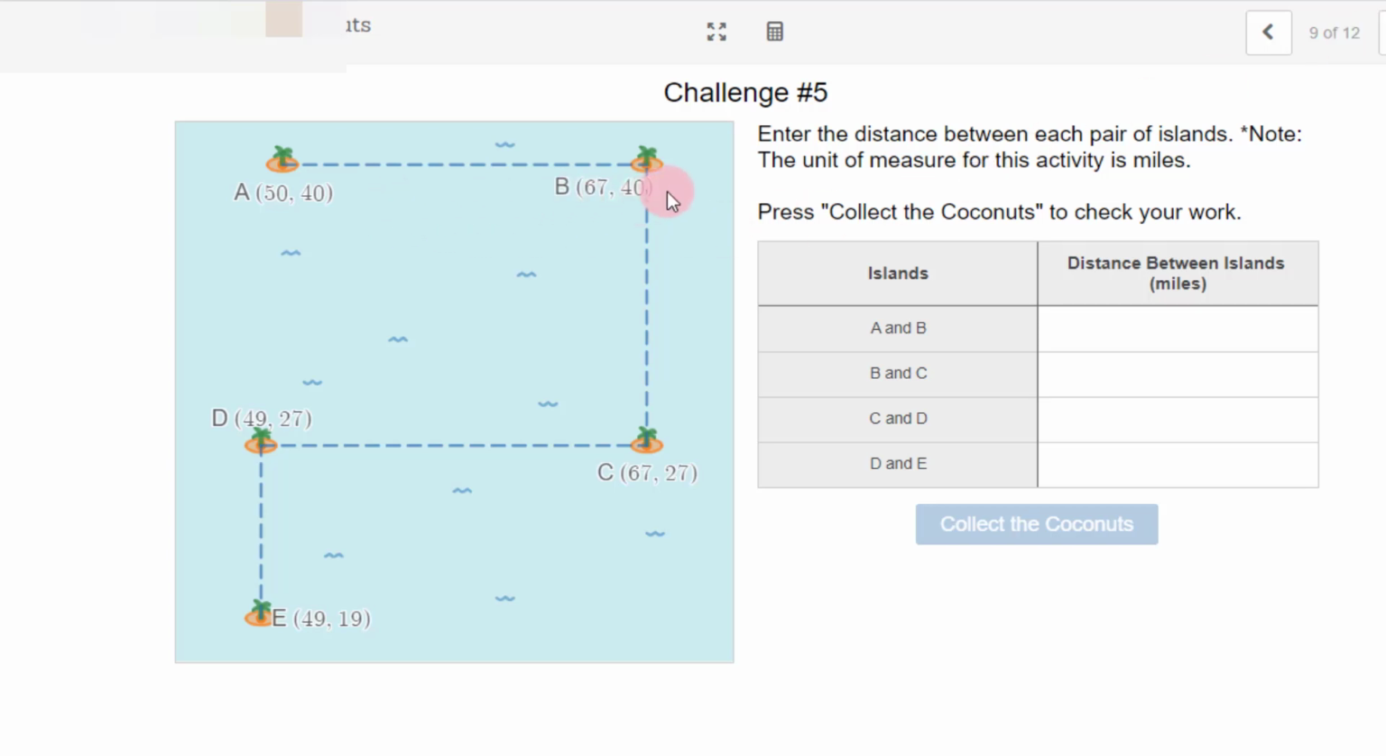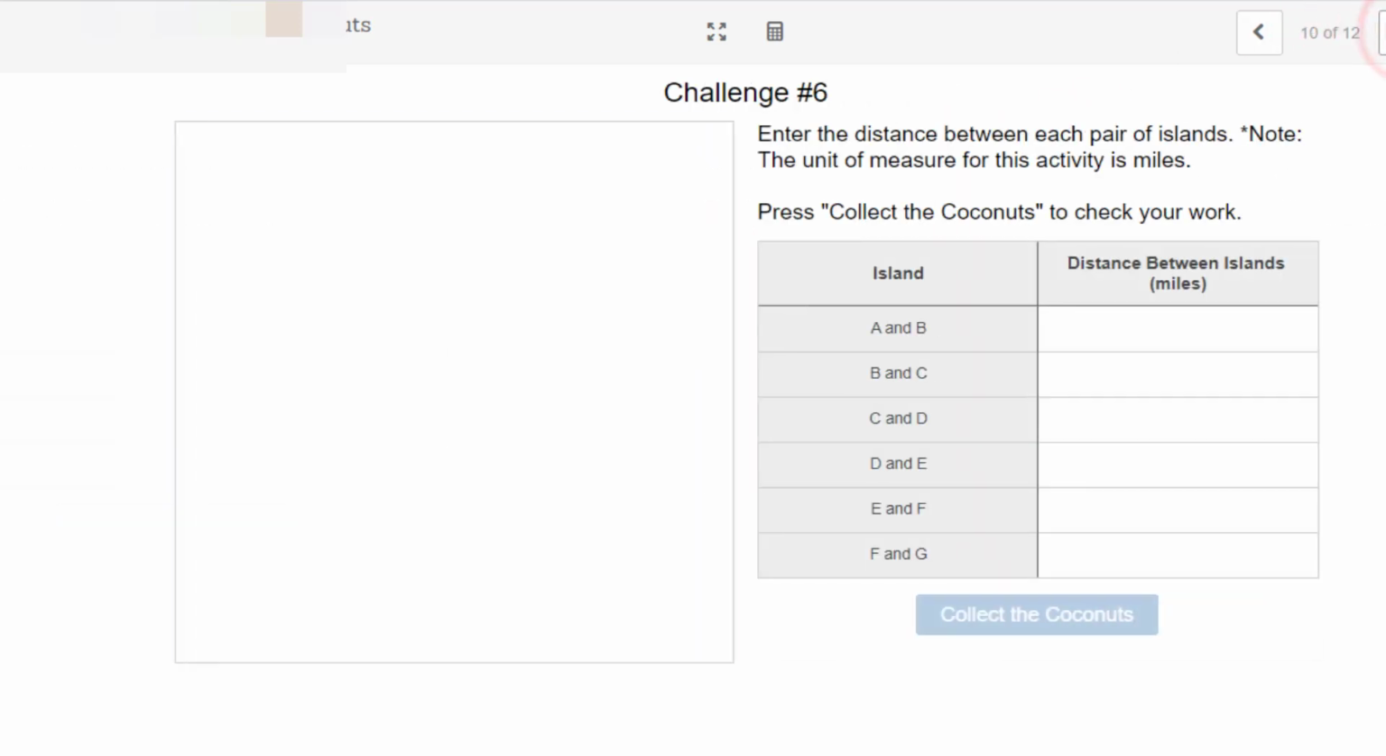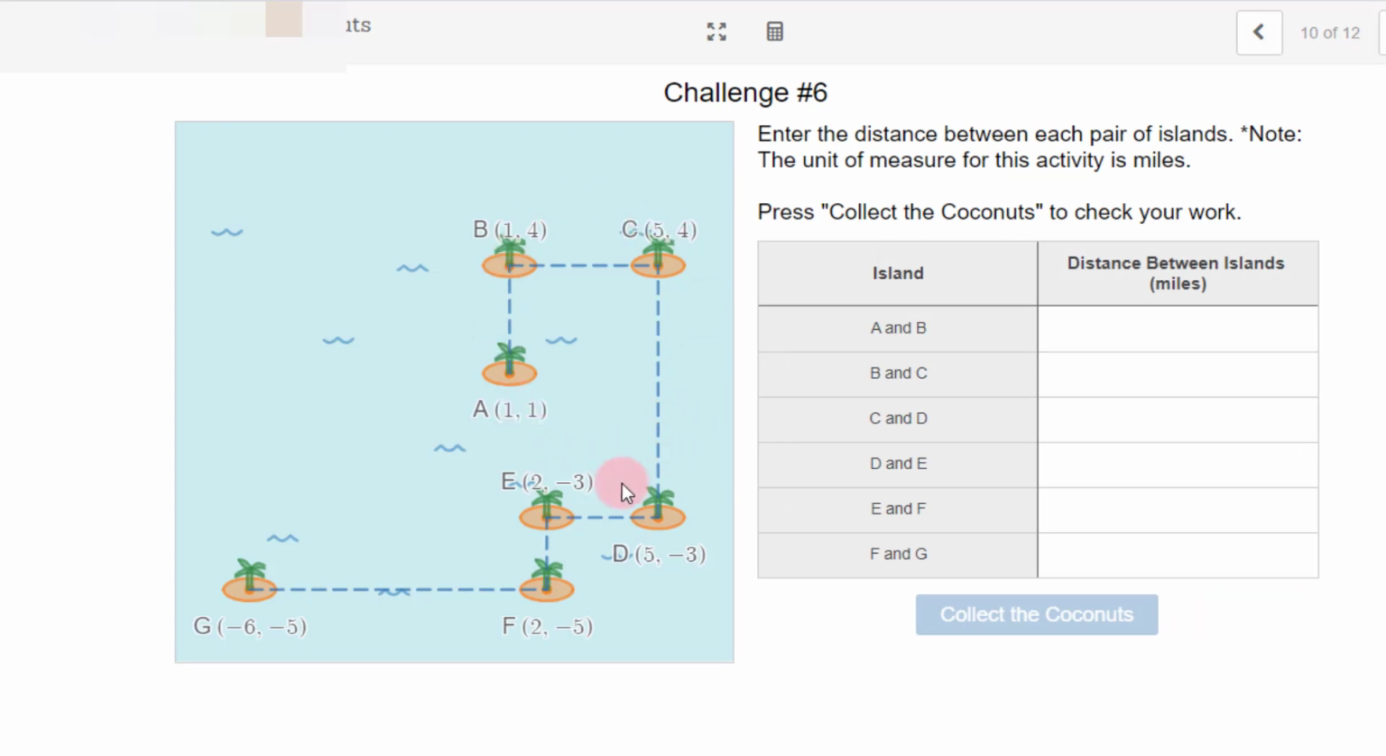This one's a challenge where they have to measure distances from island A to B, from B to C, from C to D, and from D to E. So they're having to switch back and forth between using the x coordinates and the y coordinates, the x coordinates and the y coordinates. Really, really nice. Same thing here. They're having to switch back and forth, right?